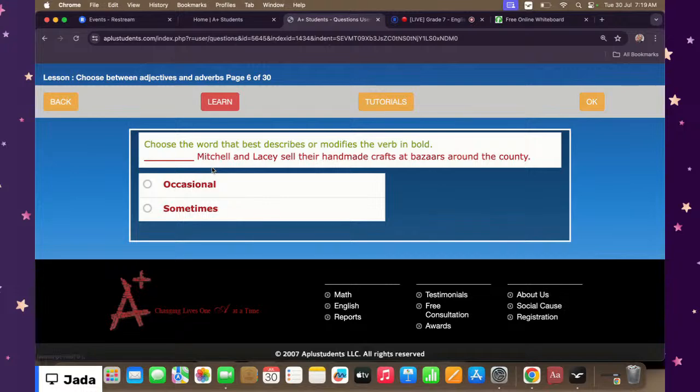So this one: dash Mitchell and Lacey sell their handmade craft at bazaars around the country. Is it occasionally? No. If we wanted to use occasional, it's supposed to be occasionally, but then it's just occasional. So now, is that correct? No. So sometimes, okay? Entirely. Good, all right, good. Since you guys are texting, perfect. Send me the answer to this one. Is it occasional or sometimes?